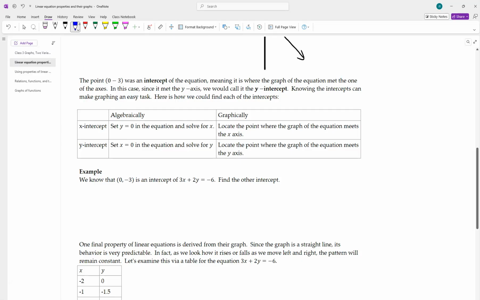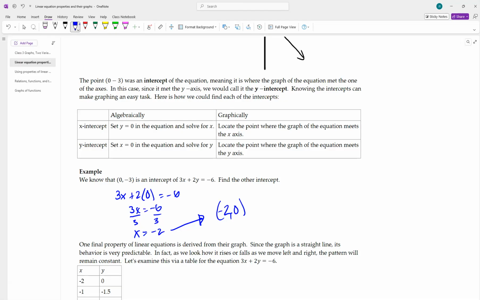Okay, so I would need to follow the instructions. So set y equal to 0. I would leave x as unknown and then replace y with a 0: 3x = -6. Divide by 3, and I get that x is -2. So when we write intercepts, it's always a coordinate. So we need to write it as an ordered pair, x comma y.